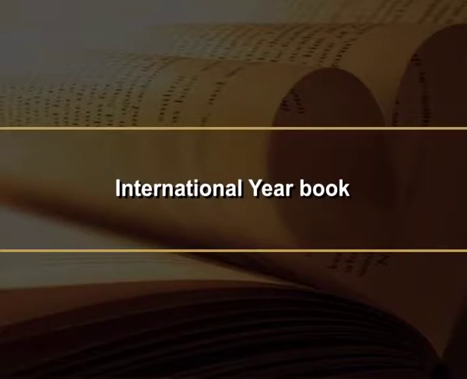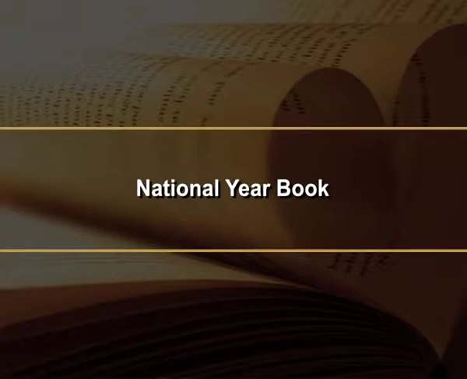International Yearbook. It gives the details of international level organizations and details of the countries regarding geographical area, population, government, politics, educational institutions, etc. Examples: Statesman's Yearbook, Europa Yearbook. National Yearbook. It gives national level details of states of the country. Example: India, a Reference Annual.